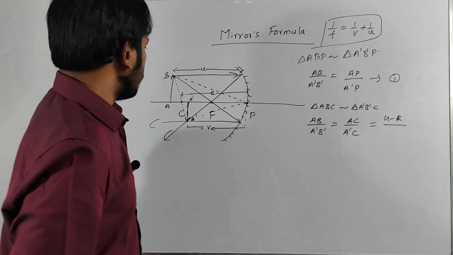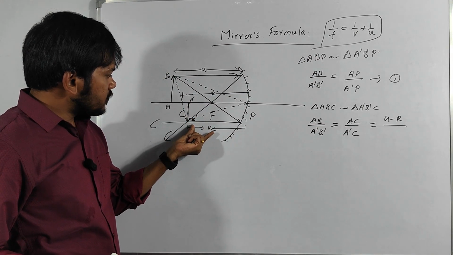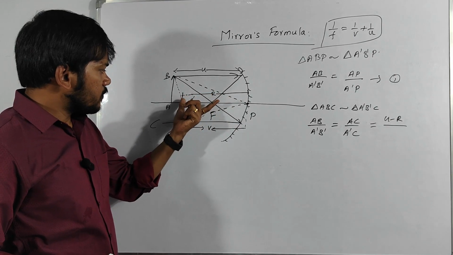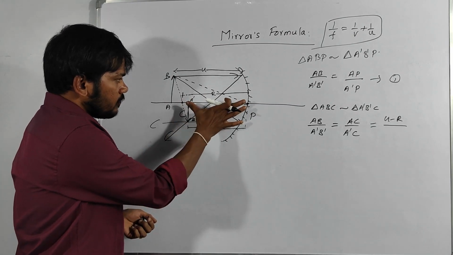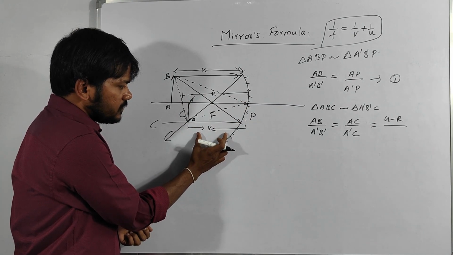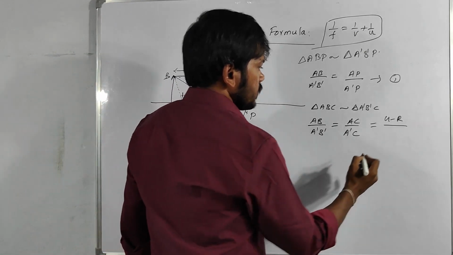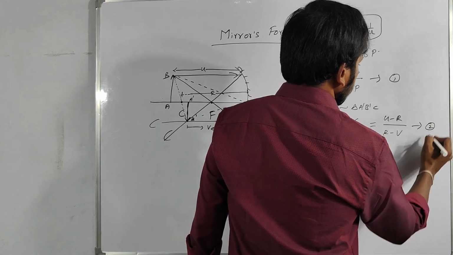Now if I consider A dash C, I want this. This is v and this complete distance is r, so this value will become r minus v. Clear, no? From this, if this is subtracted, we'll get only this value. So obviously this is r minus v. Consider this as the second equation.